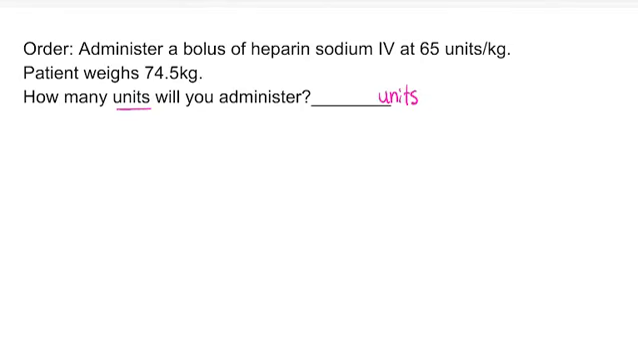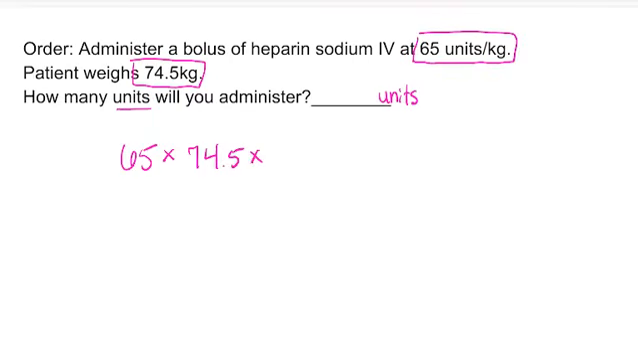My order is administer a bolus of heparin sodium IV at 65 units per kilo, and the patient weighs 74.5 kilos. Okay, so this is important for me right here. I want 65 units per kilo, and my patient's weight is already in kilos, so I don't even need to convert that. So I am simply going to take 65 units times how many kilos, 74.5 kilos. I'm going to march that math out.